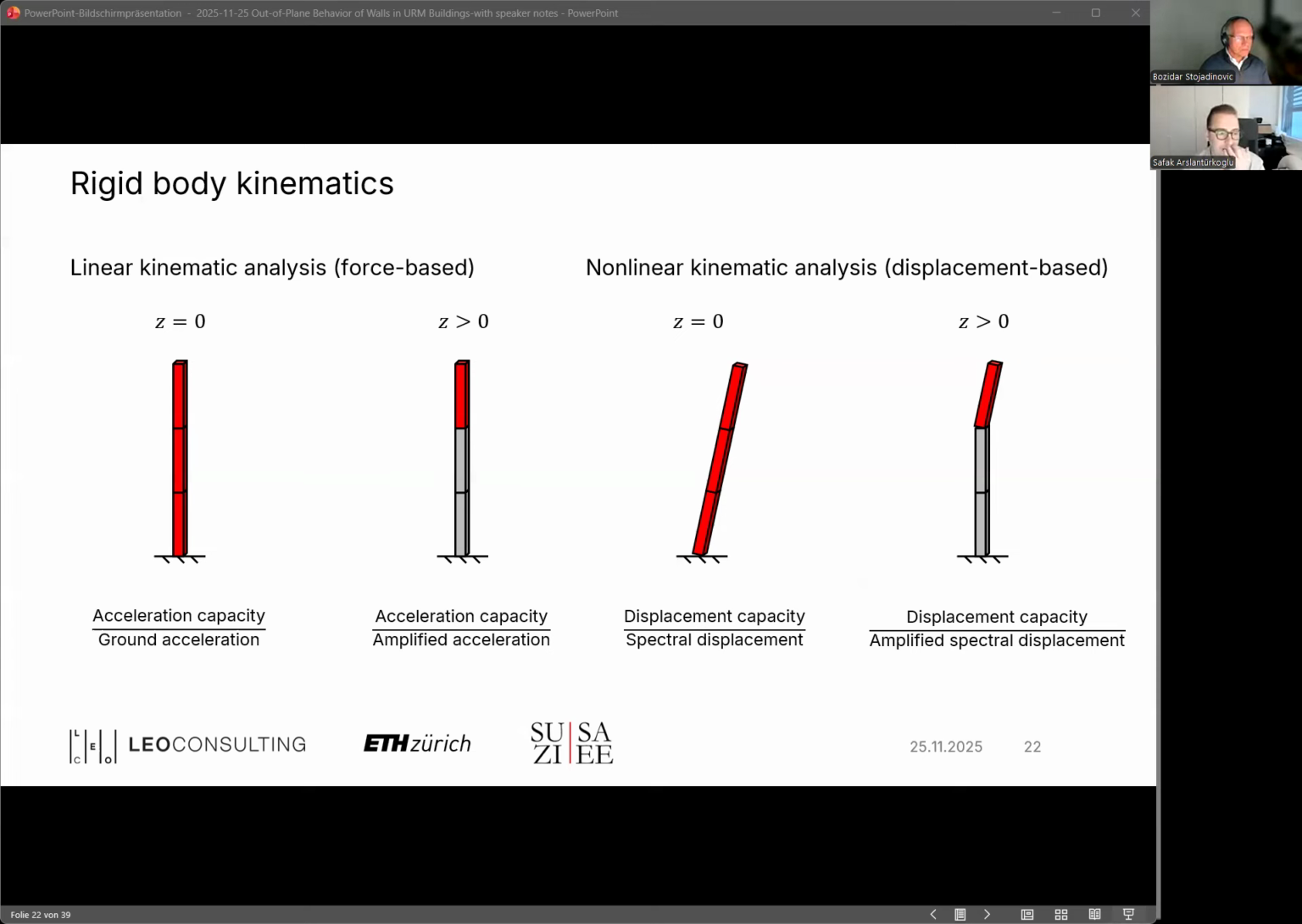One important consideration here is that we should also check if the rotation happens at the base of the mechanism or at a certain height in the building. When it's at the zero level, then the capacity demand ratio is defined as the acceleration capacity, so the acceleration level that would cause the wall to rotate, over the ground acceleration, because the mechanism is on the ground level. If not, then we also have to consider the amplification of the acceleration within forces, or the amplification of the displacements when we are dealing with the nonlinear analysis.